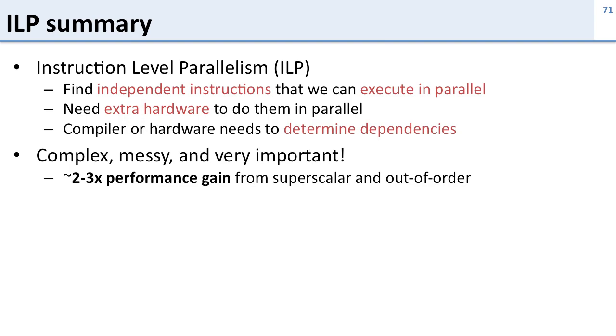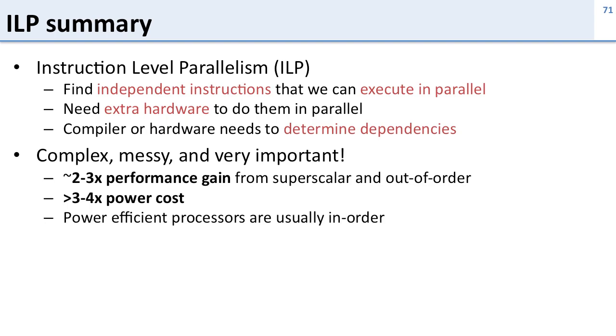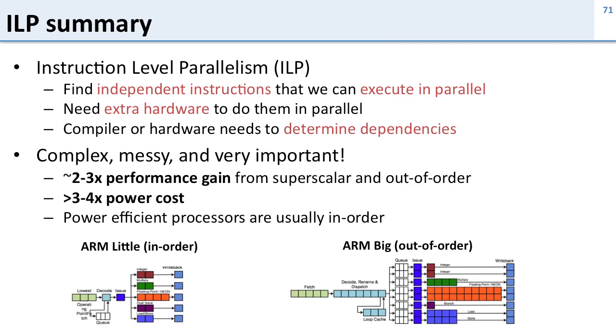You can get 2 to 3 times better performance from doing this superscalar and out of order, and 2 to 3 times faster is a lot. However, you're going to pay more than that in power, so 3 to 4 times as much power to get that performance. So this isn't a very good choice for power-efficient processors. If you remember when we talked about ARM little and big processors at the beginning of the class, we pointed out that the little processor here was in order. And it's in order precisely because out of order costs so much power. Whereas the big processor, which is trying to get performance, is out of order to get better performance.